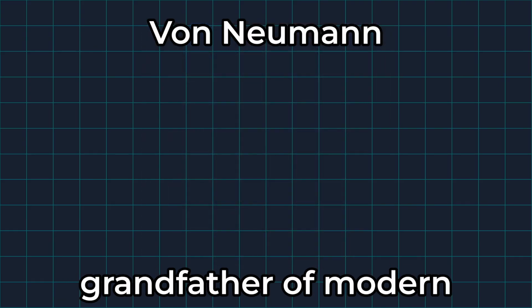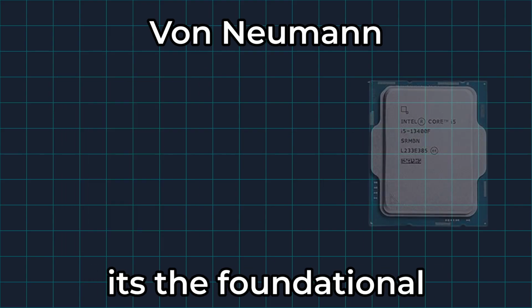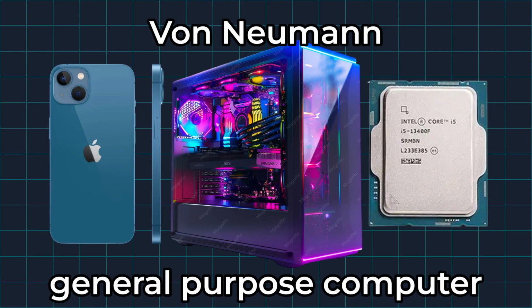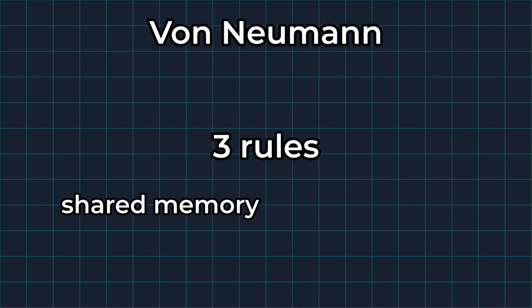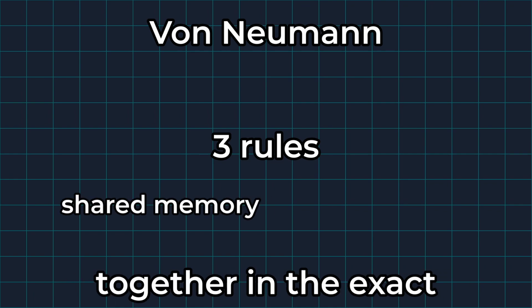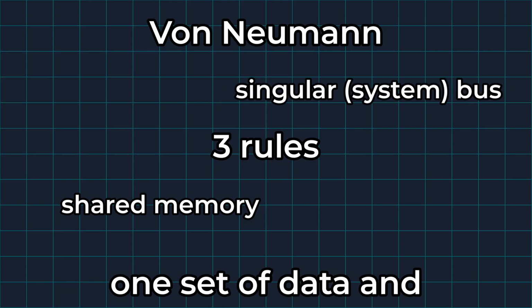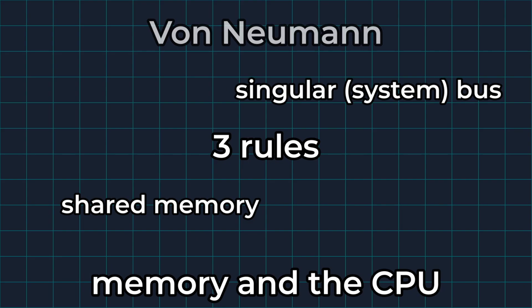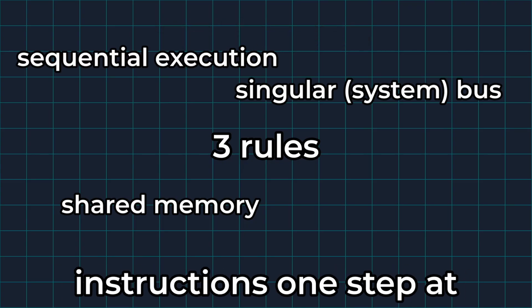Let's start with the grandfather of modern computing, the von Neumann architecture. Developed in the 1940s, it is the foundational design for almost every general-purpose computer you've ever used. It relies on three core rules: shared memory, where data and instructions are stored together in the exact same physical RAM; a single system bus, which uses one set of data and address buses to move everything between the memory and the CPU; and sequential execution, where it fetches and runs instructions one step at a time.